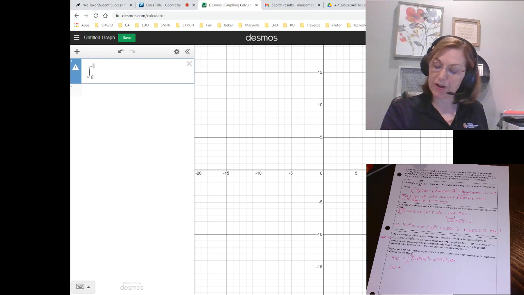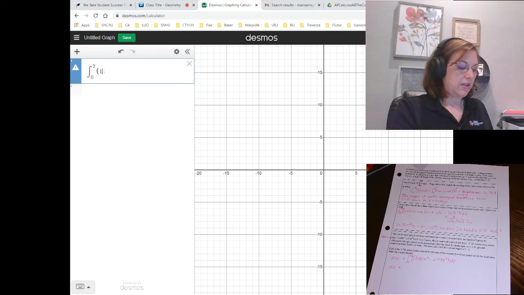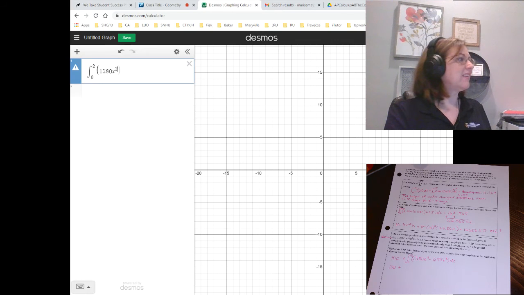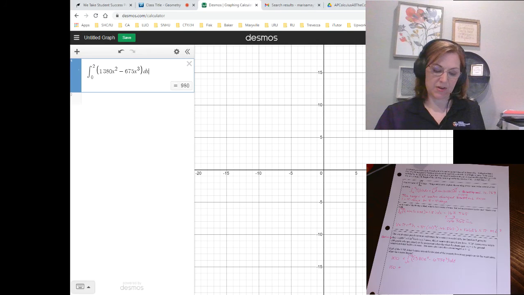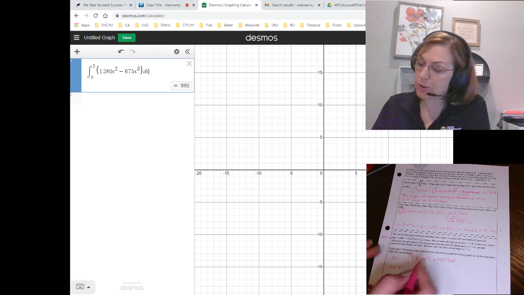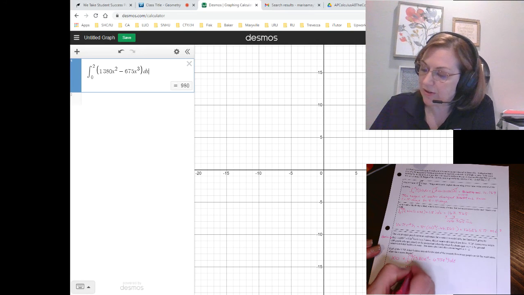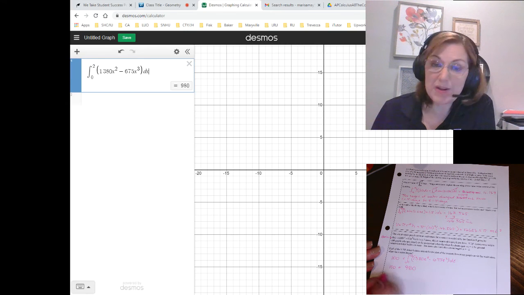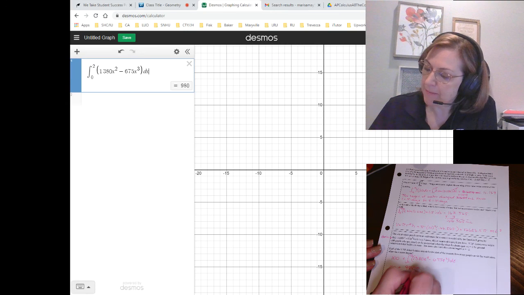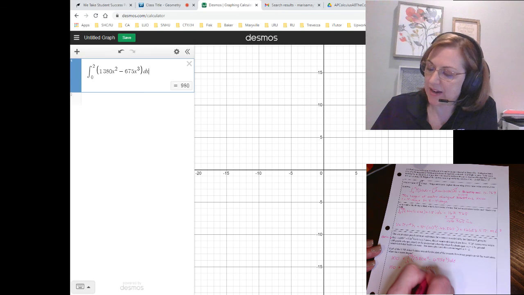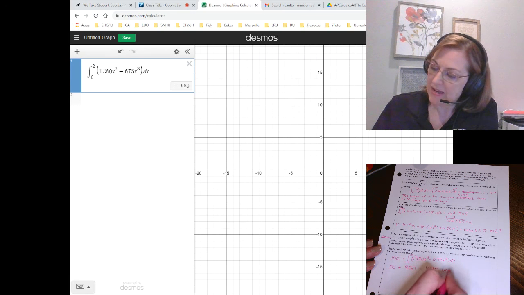We're going from 0 to 2, and we're typing in 1,380 x to the second minus 675 x to the third, and that's dx. There we go. So that means that 980 people entered when the doors open, not counting the VIPs. So we get a total of 1,800 people.